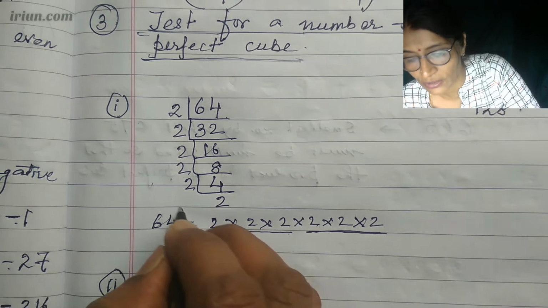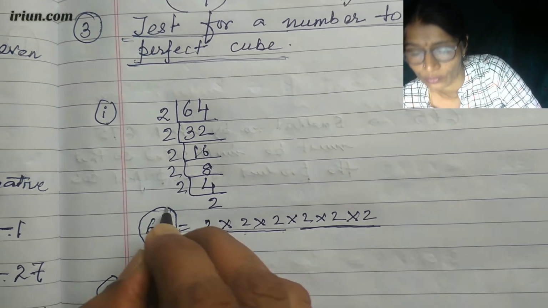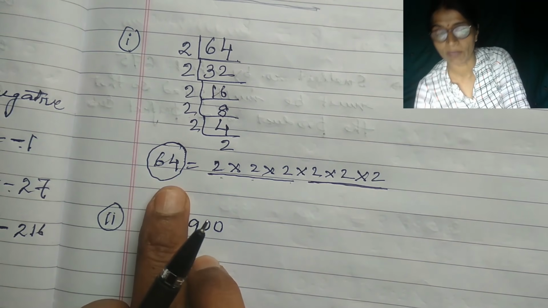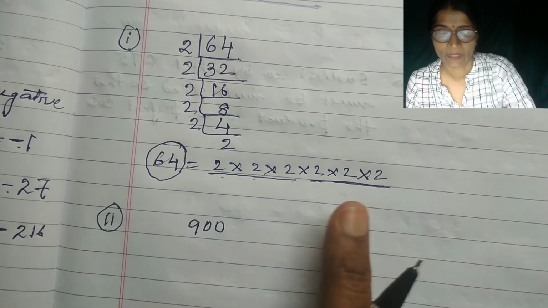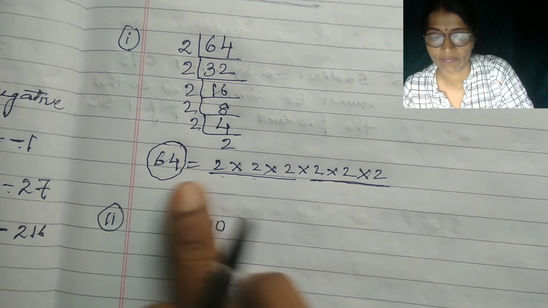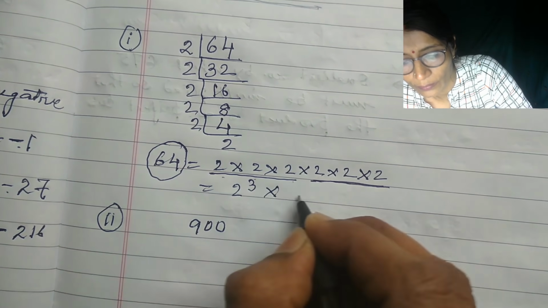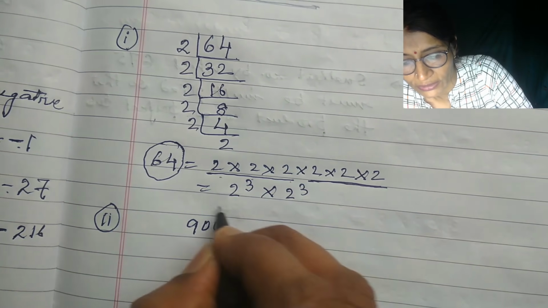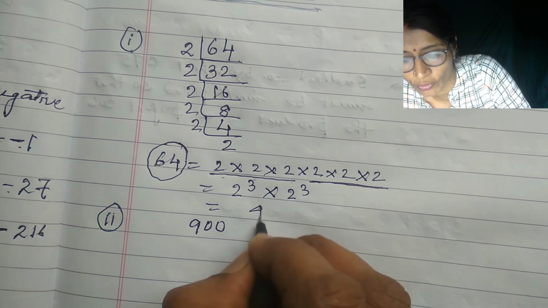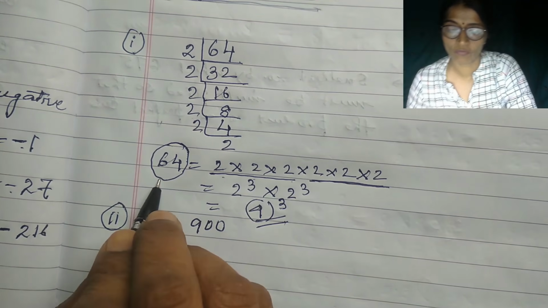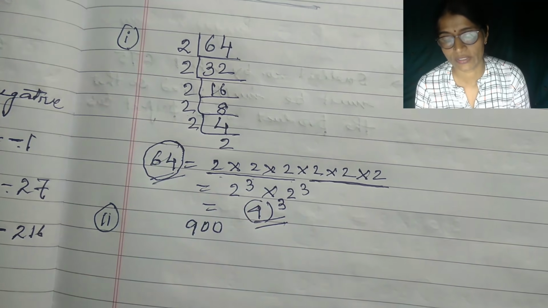So it means 64 is a perfect cube of what? 64 is a perfect cube of 2 into 2, because 2 cube into 2 cube, that is equal to 2 twos are 4, 4 cube. So this is the perfect cube of 4. So 64 is a perfect cube.